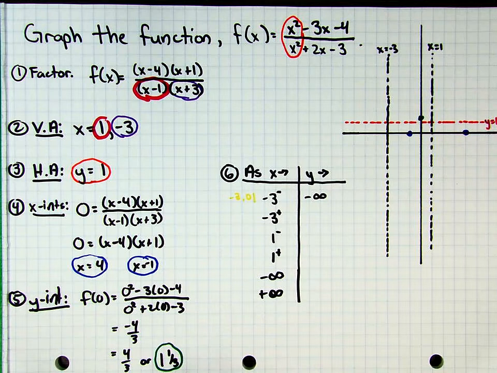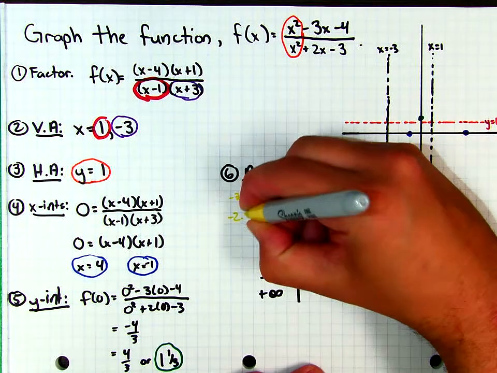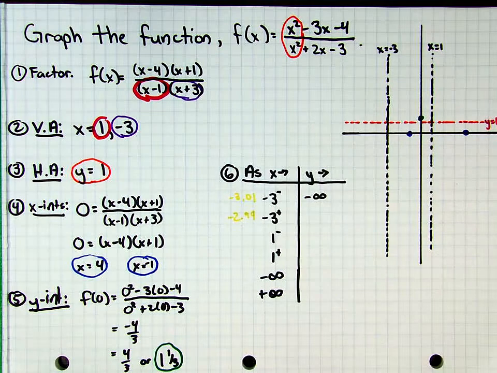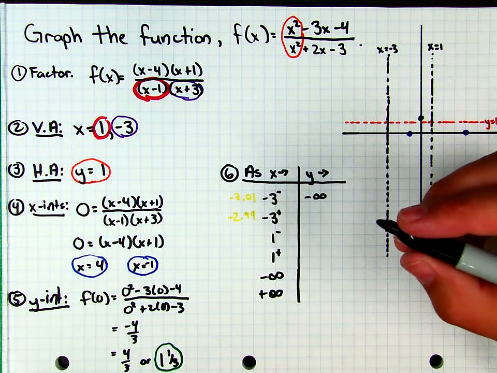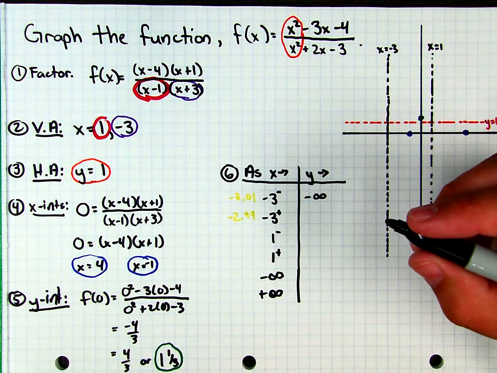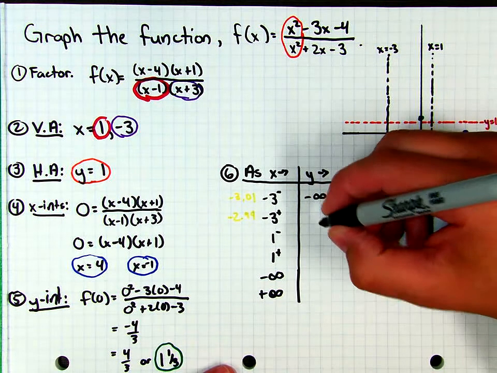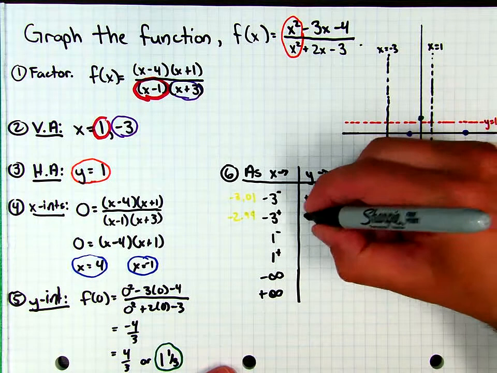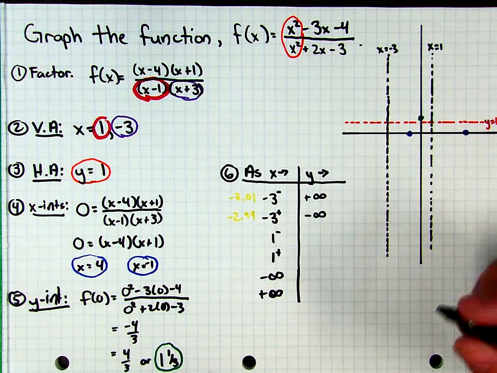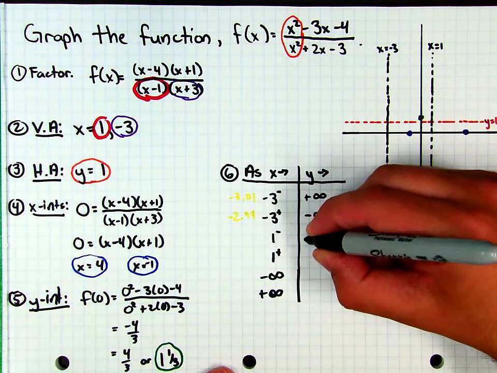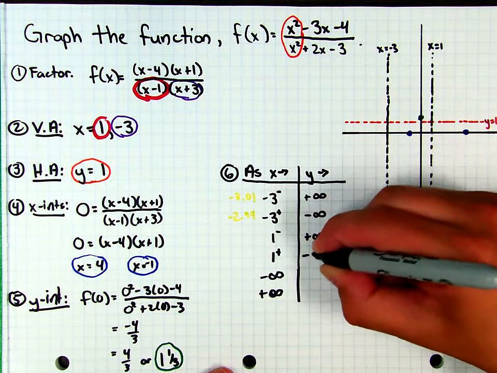And then a test point for a number that's a little bit more than negative 3, so think of the number line, would be negative 2.99. And if I work that out, I'm going to get positive. Oh, did I make a mistake here? This should be negative infinity. Sorry, the first one's positive infinity. That one's negative infinity. And then do the same thing for 1 and negative 1, and you will get positive infinity here and negative infinity there.